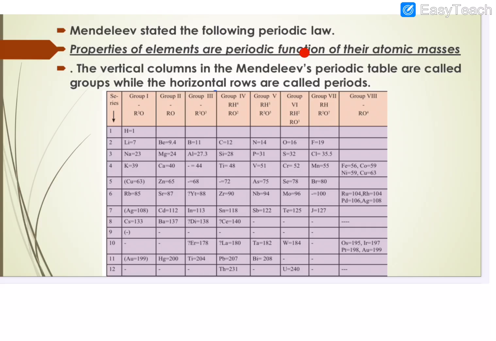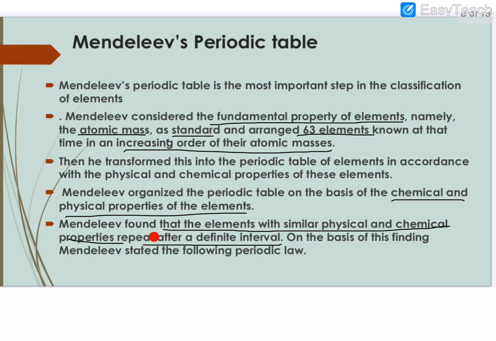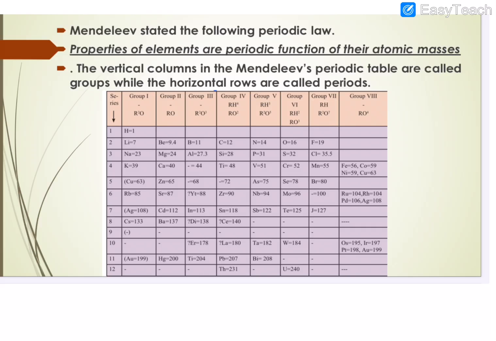Properties of elements are a periodic function of their atomic masses. Periodic function means that after a definite interval it repeats. So elements with similar physical and chemical properties repeat after a definite interval, and he stated this as the periodic law.